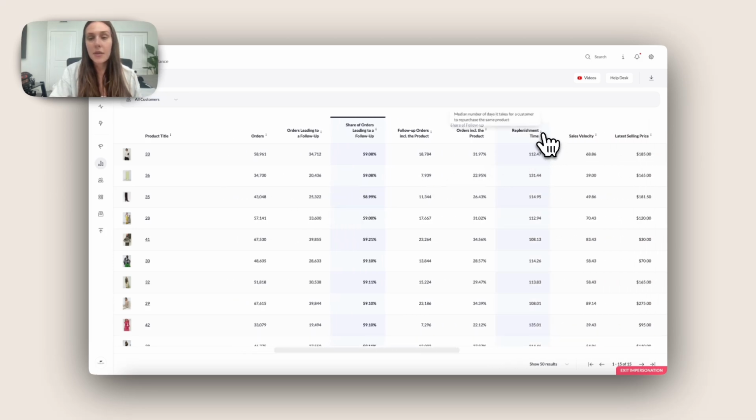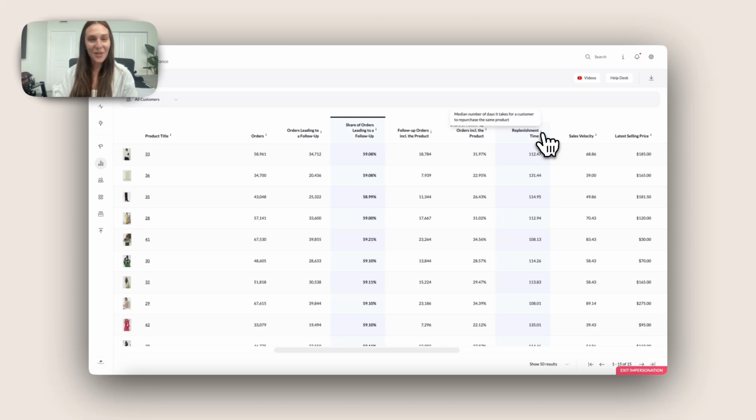So what this is showing you specifically is the median number of days it takes for a customer to repurchase the same product. So we call it replenishment time. I think it's really great for supplement brands, beauty brands, consumable products, but also for fashion brands too, probably more so on a category level. But for example, if you have jeans, which are really a top-selling category for you, you could easily look at this on a category level and see of customers who are buying jeans, how long does it take them to buy another pair of jeans again.